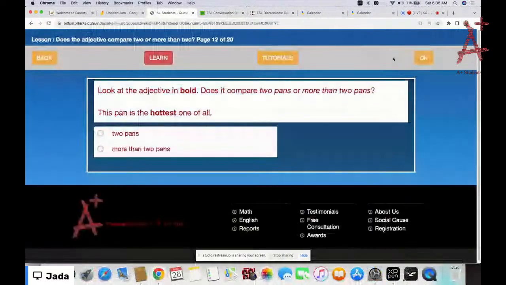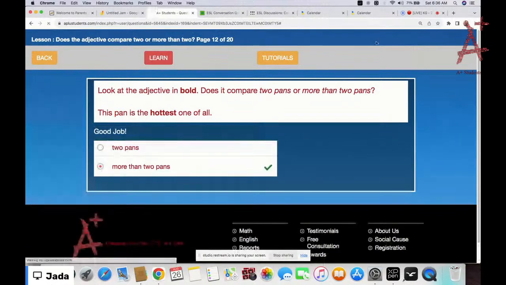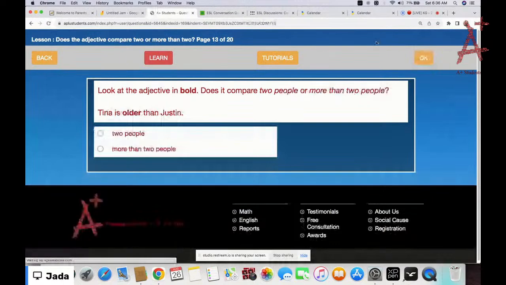Okay? So the pan is the hottest one of all. Hottest. When you have hottest, it means that you have different pans. Alright, so we have Tina is older than Justin. Older. So it's between two people, Tina and Justin.